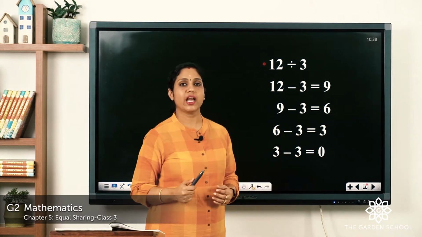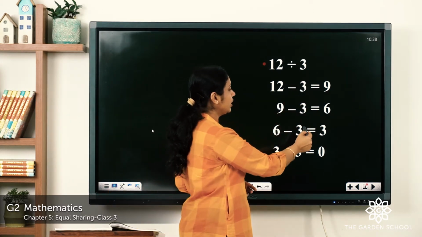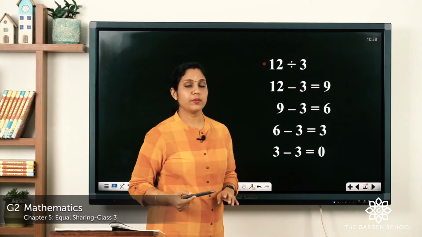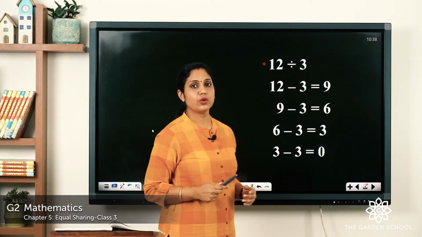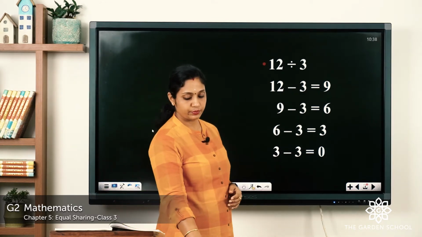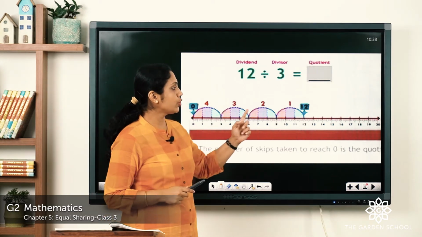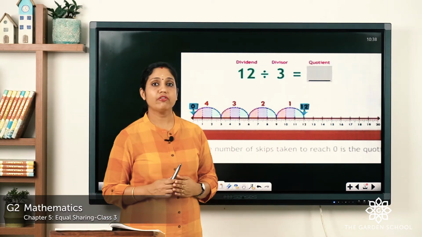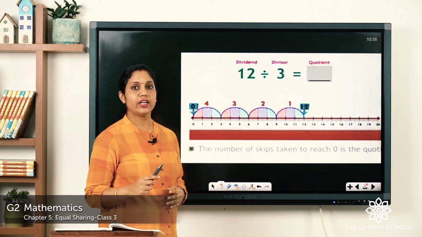So how many times did we repeat the subtraction? 1, 2, 3, 4. So 4 times we repeated it. So what is the answer? 12 divided by 3 is equal to 4. Now let's see this on a number line. Here we have a number line from 0 to 20. So we have to start from the number 12 because we have 12 divided by 3.